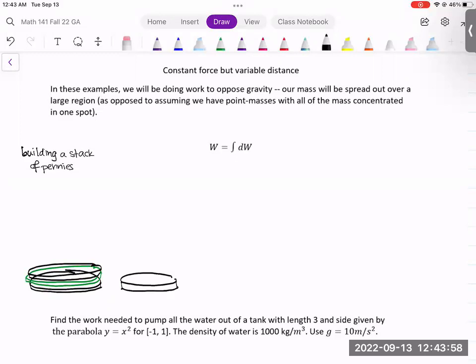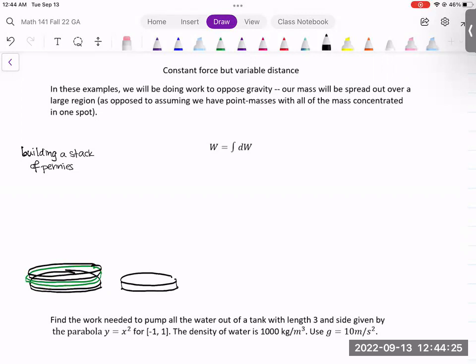So our work is going to be opposing gravity, but our mass is going to be all spread out over some region. And so the distance that the different parts of our mass need to travel is going to vary throughout our region. So this is in contrast to when we are thinking about moving a stone.